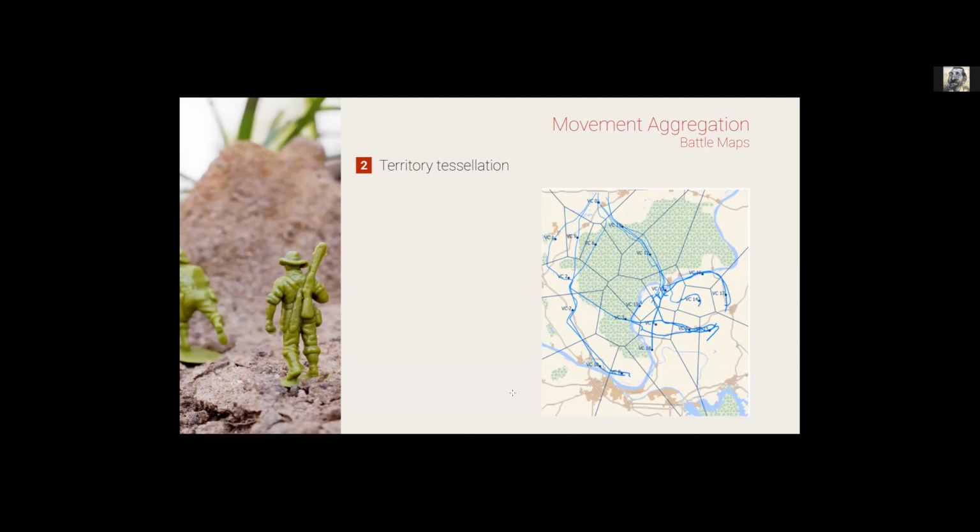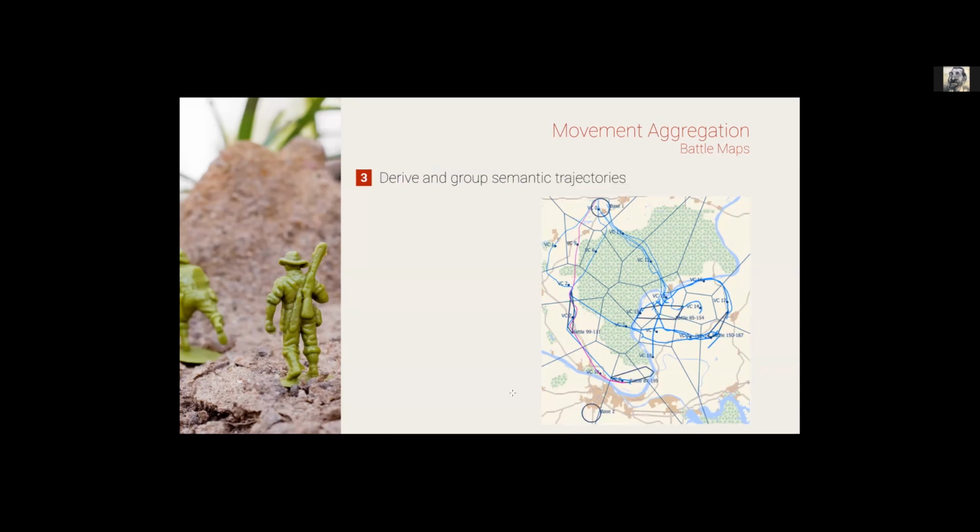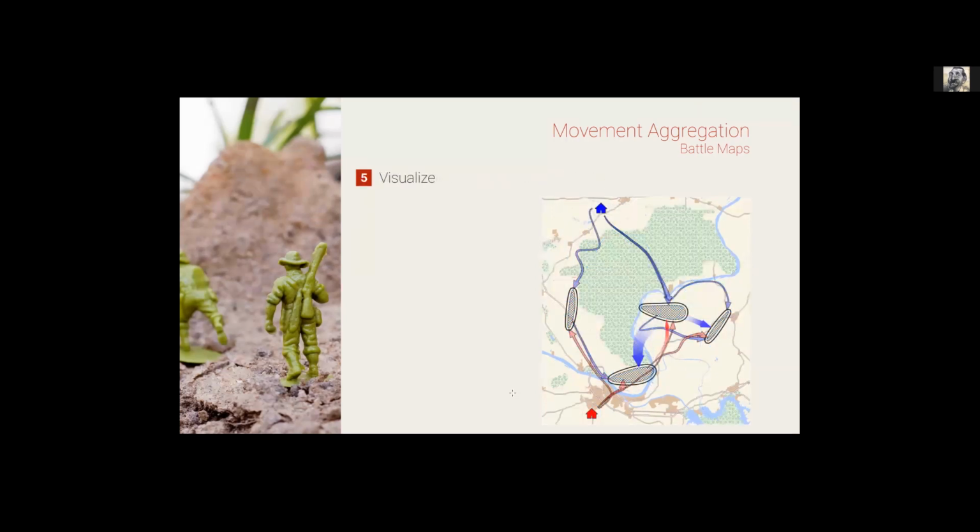So each unit is then represented by the sequence of regions which have been visited. And again, because of that, we can then group those trajectories based on the similarity. And for each group, we can then define a representative trajectory, which basically is the average of movement in that group. And by using the representative trajectory, the identified regions and the long distance attacks, we can then assemble the final visualization.